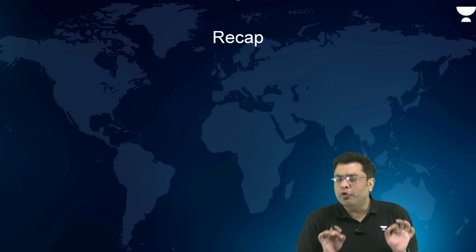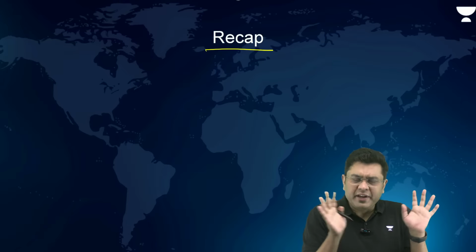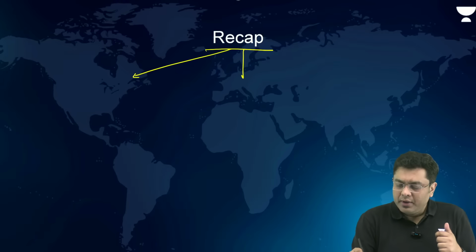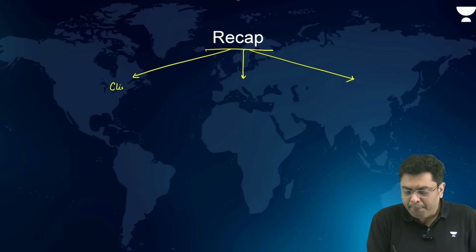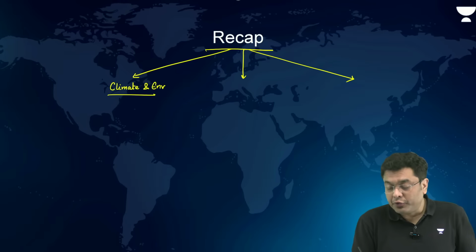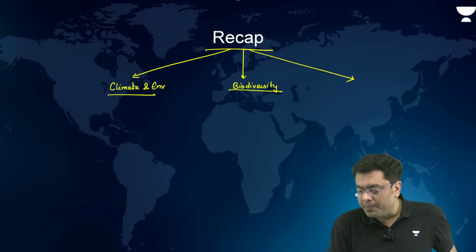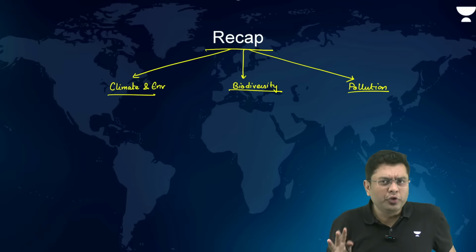Now, let us go for a quick recap. So, how do we go for a recap? First of all, convention and protocol we all know. So, we have 3 divisions for the classification of convention. Convention associated to climate and environment. Convention associated with biodiversity. And then convention associated with pollution. After all, ozone depleting substances like fluorocarbons, hydrofluorocarbons, they are also pollutants.